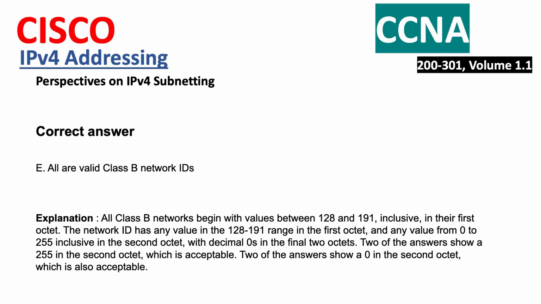Correct answer, E. All are valid Class B network IDs. All Class B networks begin with values between 128 and 191 inclusive in their first octet. The network ID has any value in the 128 to 191 range in the first octet, and any value from 0 to 255 inclusive in the second octet, with decimal zeros in the final 2 octets. 2 of the answers show a 255 in the second octet, which is acceptable. 2 of the answers show a 0 in the second octet, which is also acceptable.